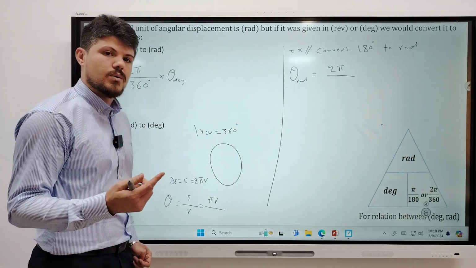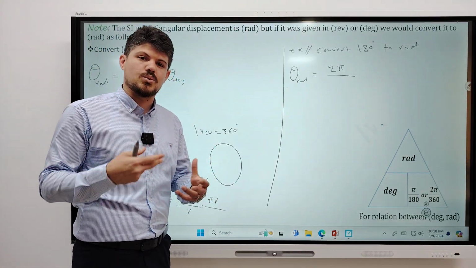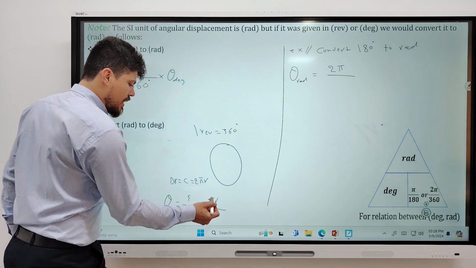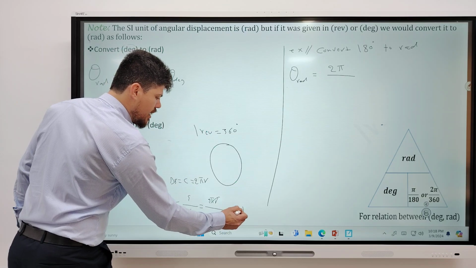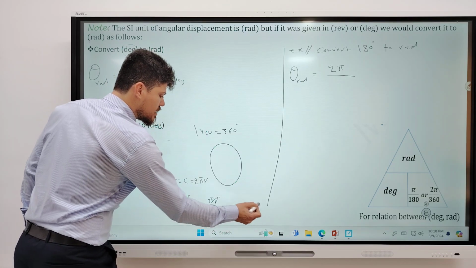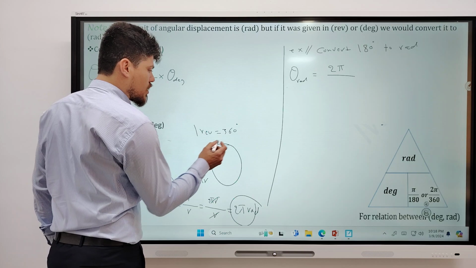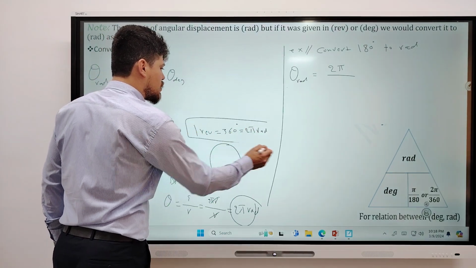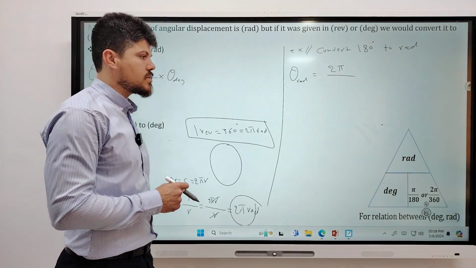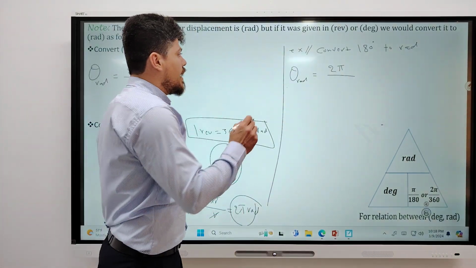S is equal to 2 pi r for 1 complete cycle. What about for 2 complete cycles? It is equal to 2 times 2 pi r, and divided by r, r with r cancel. What does remain? 2 pi rad. So it means that for 1 revolution, 1 complete cycle, we have 2 pi rad. This is constant and this is very important for the students to memorize it.